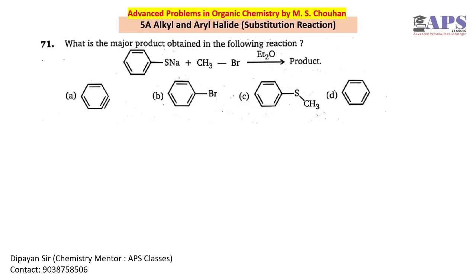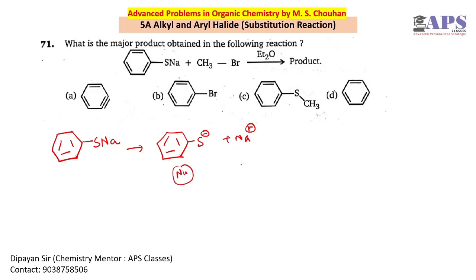In question number 71 we have a phenyl ring which is attached with SNa. After dissociation we will have the nucleophile and Na plus. This is a stable negative charge. It will behave like a nucleophile. Now CH3Br is our alkyl halide, which is a 1 degree alkyl halide, and in this case we have an SN2 type of reaction. This negative charge will approach, and Br minus will be eliminated as the leaving group. So the final product will be this one, and the correct option is option C.